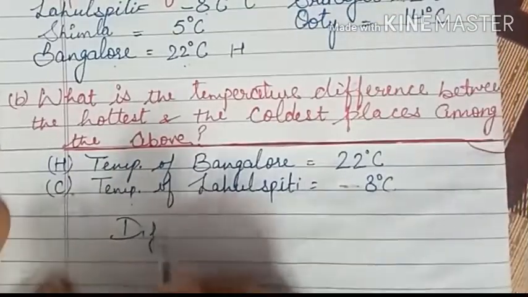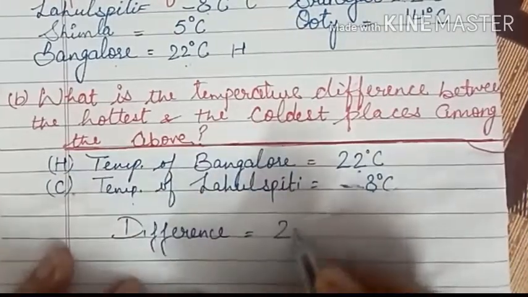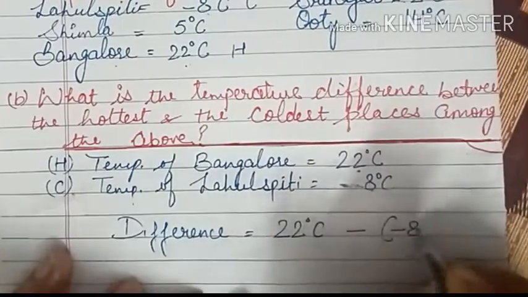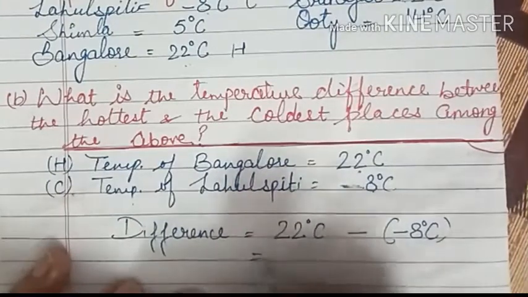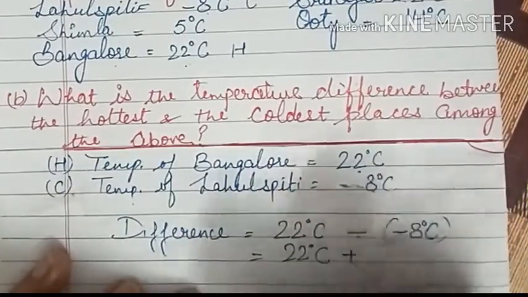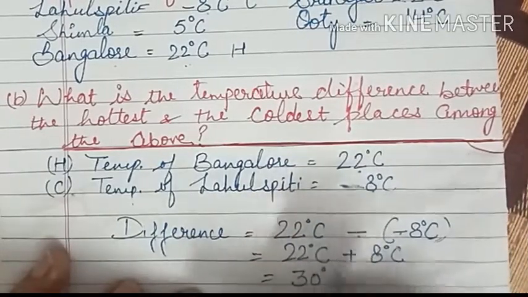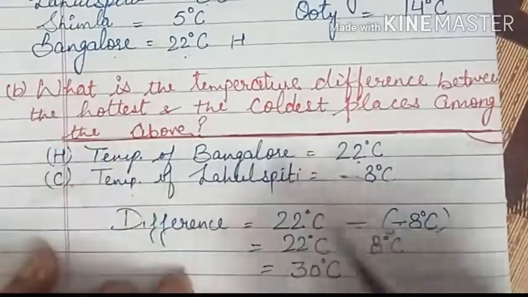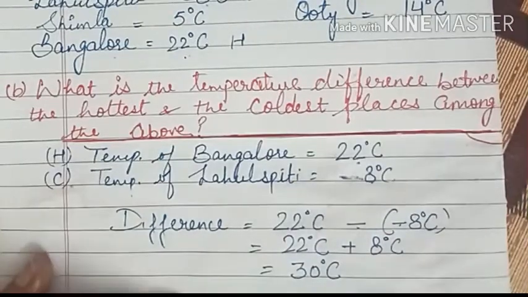Now difference. So we'll write 22 degrees Celsius minus minus 8 degree Celsius. Okay. Now minus minus plus 8 degree Celsius. So it will come 30 degree Celsius. This is the difference between the hottest place and the coldest place, that is 30 degree Celsius.